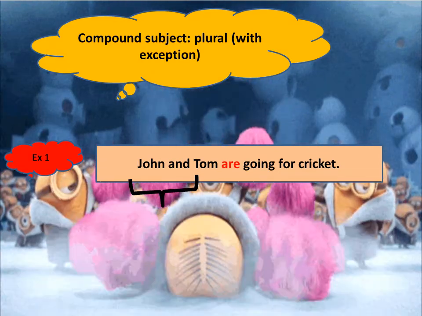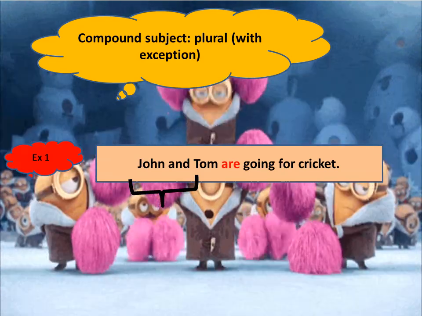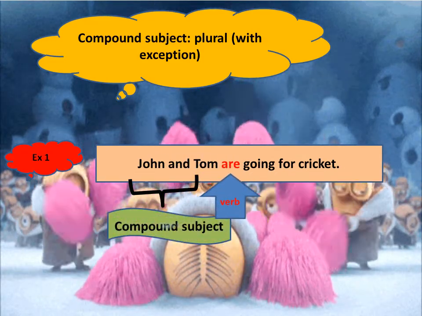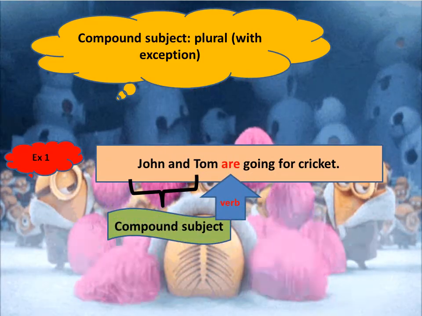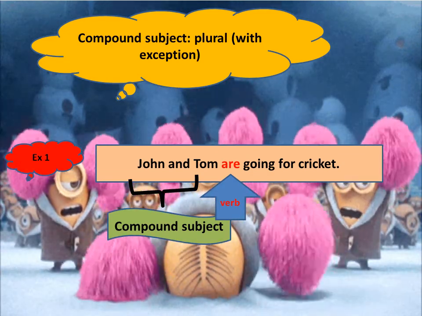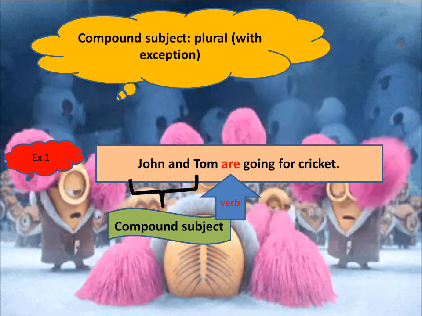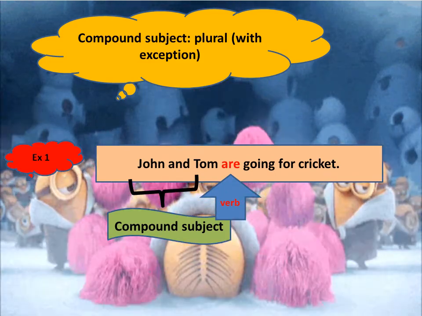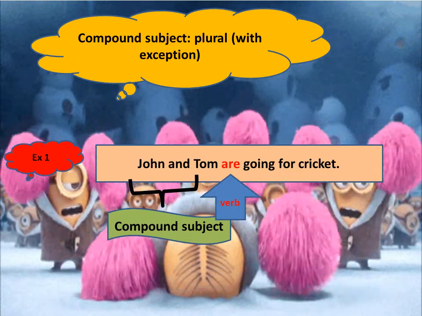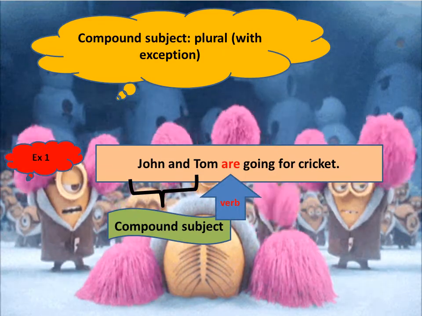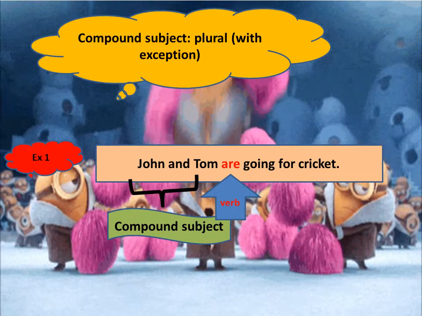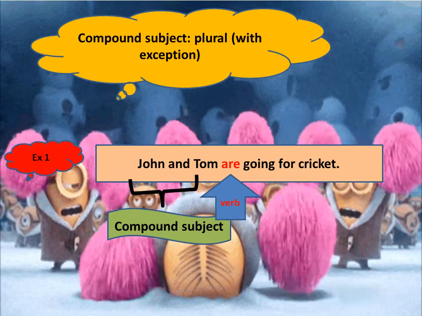So when two subjects are joined together with the help of and, they are known as compound subject. And we already know that compound subjects are always plural. So the verb after the subject should also be plural. So are is a plural verb. So there is no mistake in this sentence. It is grammatically correct. Right? And in the previous slide, I already told you that if the subject is plural, we will use plural verb along with it. Got it?